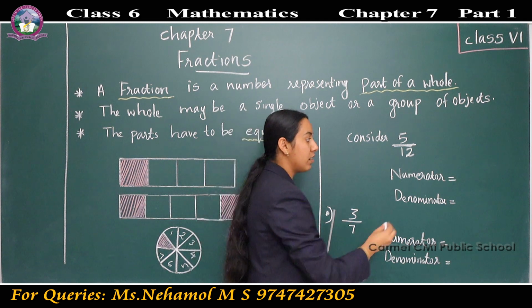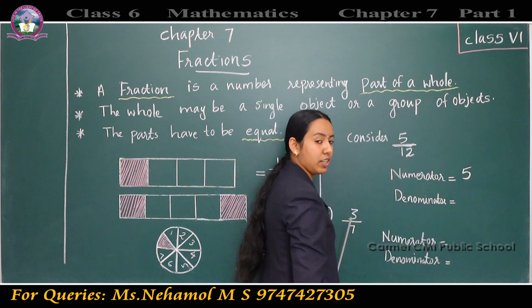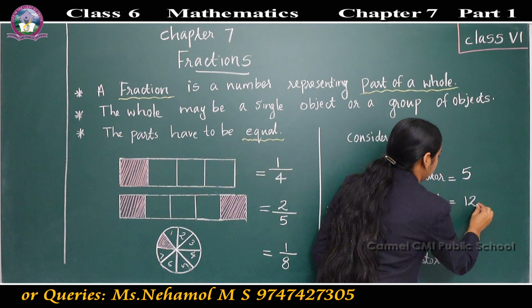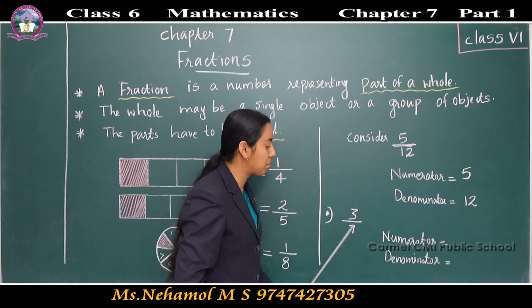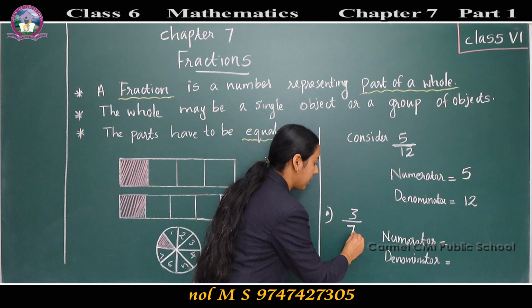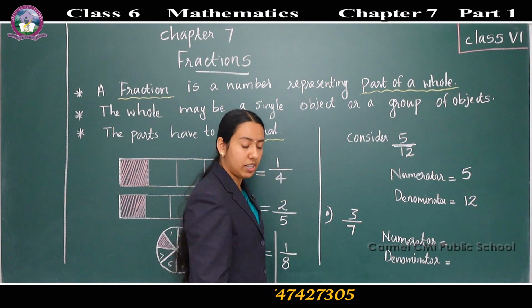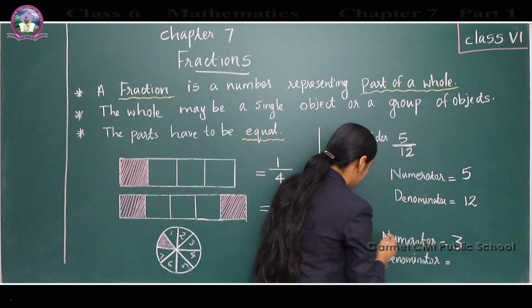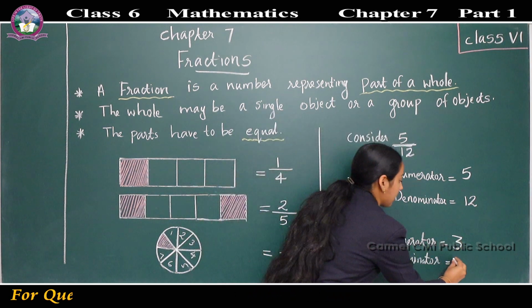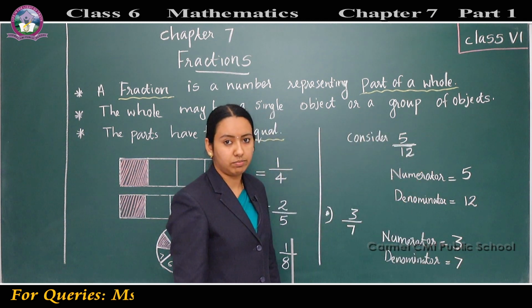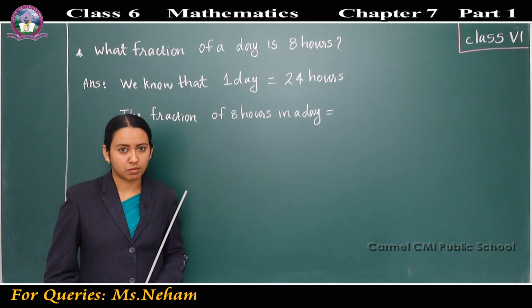What is the numerator? 5. Then what is the denominator? 12. Consider the second fraction, 3 by 7. Then what is the numerator? 3 is the numerator. What is the denominator? 7 is the denominator. Now we can go through some questions.